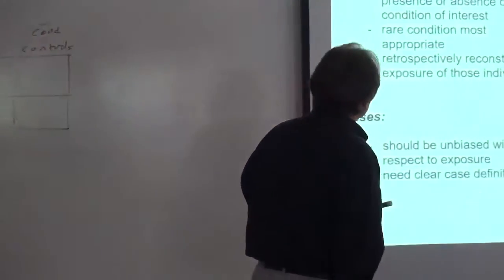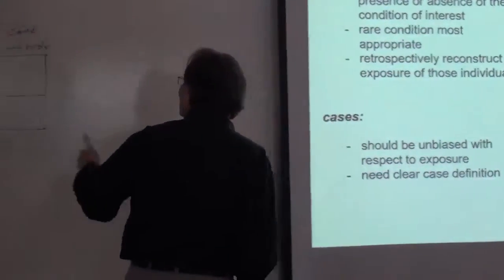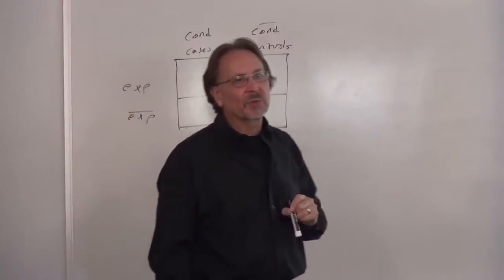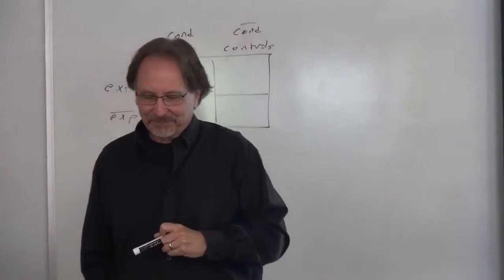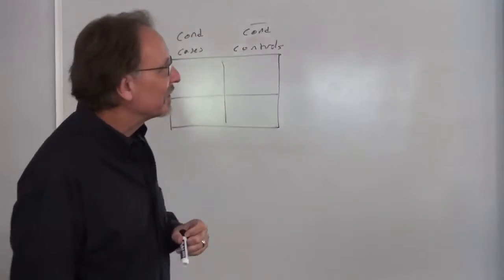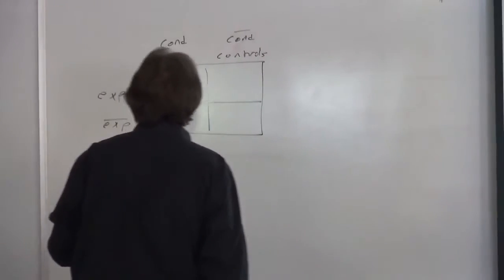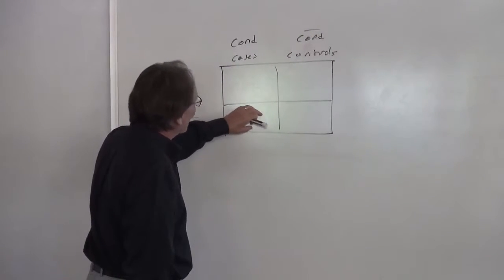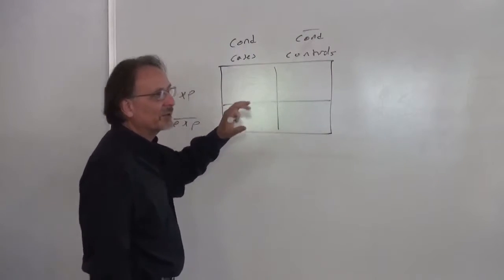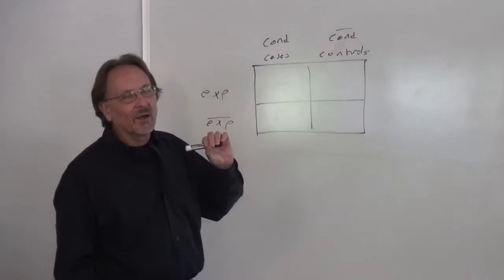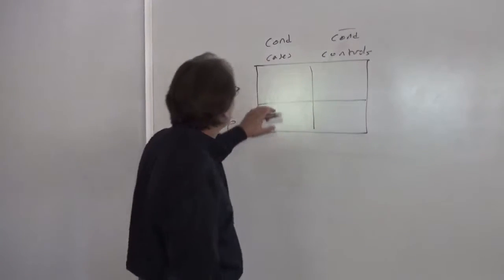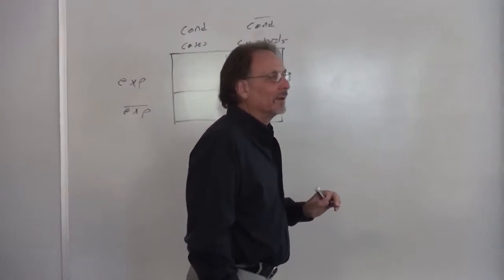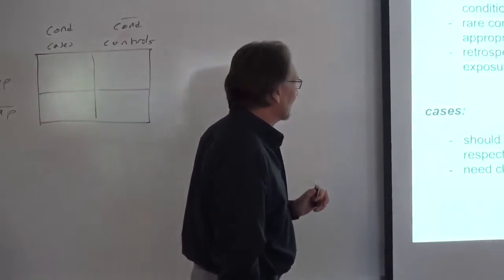We don't want to bias it, so for the cases, the people with it, we don't want to have bias with respect to the exposure. That means that you don't want to have a whole bunch of your cases in the exposure and very few in the non-exposure. You want to make sure that you have a valid, full sample so that you don't bias it towards the exposure and therefore make it look like it's a higher risk factor than it is.